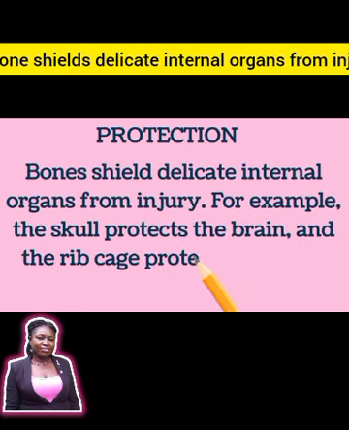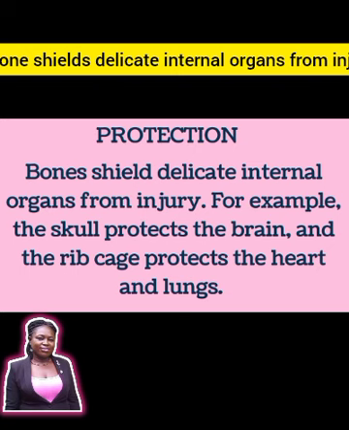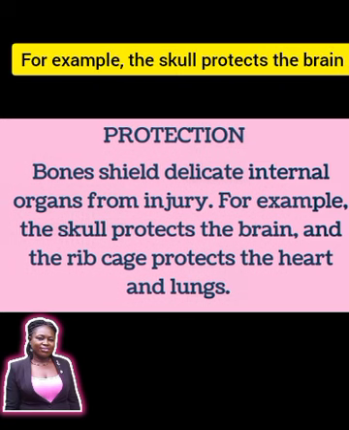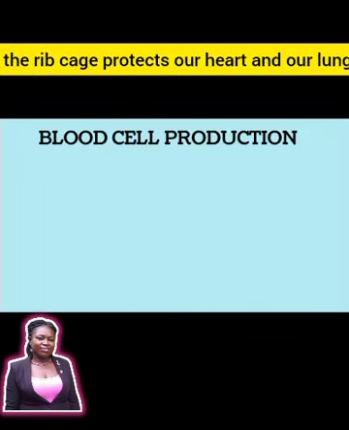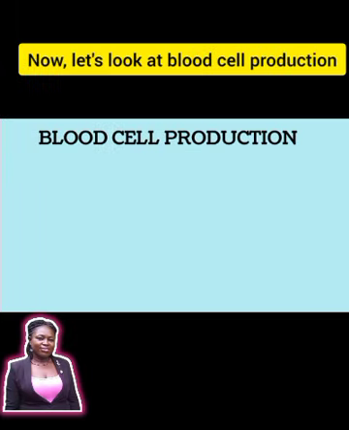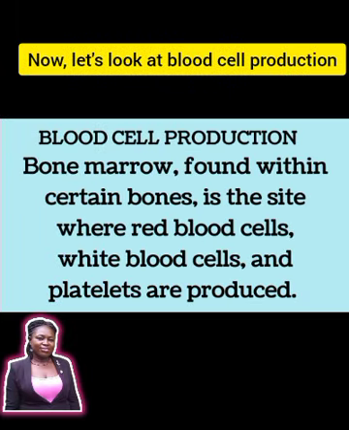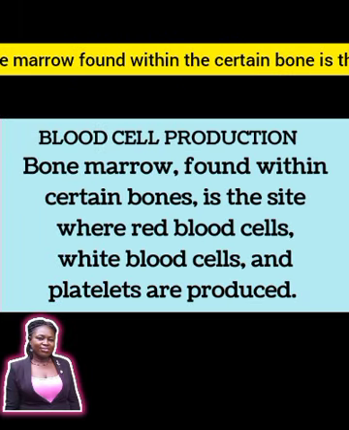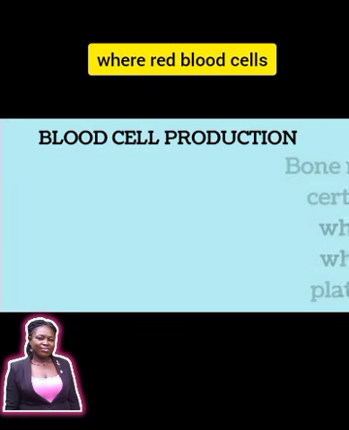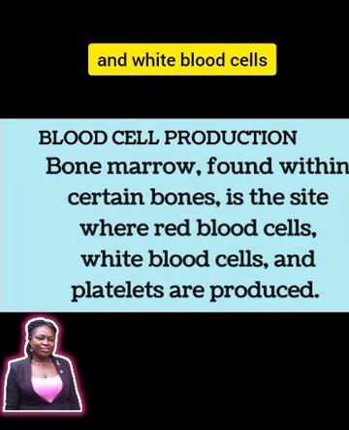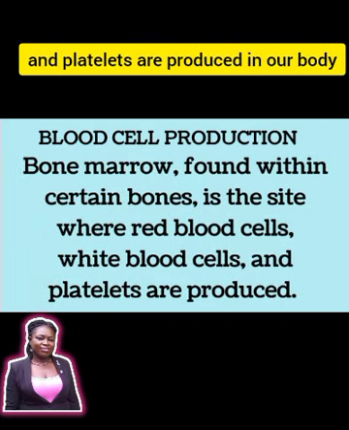Next, another one here is protection. Bone shields delicate internal organs from injury. For example, the skull protects the brain, the rib cage protects our heart and our lungs. Now, let's look at blood cell production. Bone marrow found within certain bones is the site where red blood cells, white blood cells and platelets are produced in our body.